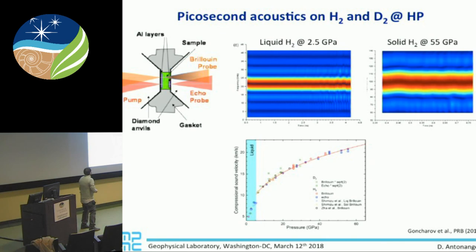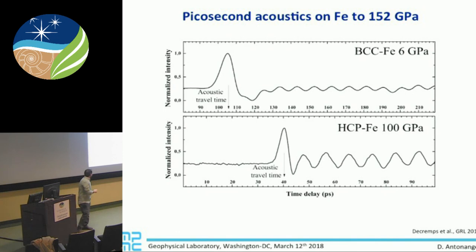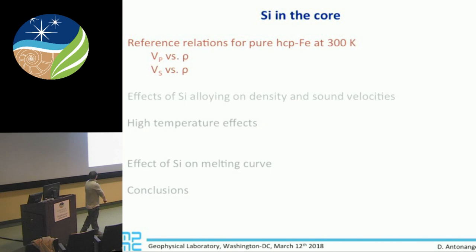In the case of solids, in this example of silicon as a function of pressure, we can invert for this angular dependency of the observed surface waves to get the pressure evolution of the elastic moduli. With Alex, we recently worked on hydrogen and deuterium, both in liquid and solid, getting both Brillouin and acoustic echoes as a function of pressure up to 55 GPa to address the elasticity of hydrogen and Poisson ratio. But for what mattered the most for this talk, this technique can be applied to iron and has been used to measure the acoustic echoes up to 152 GPa and iron-silicon alloys I will show you later.